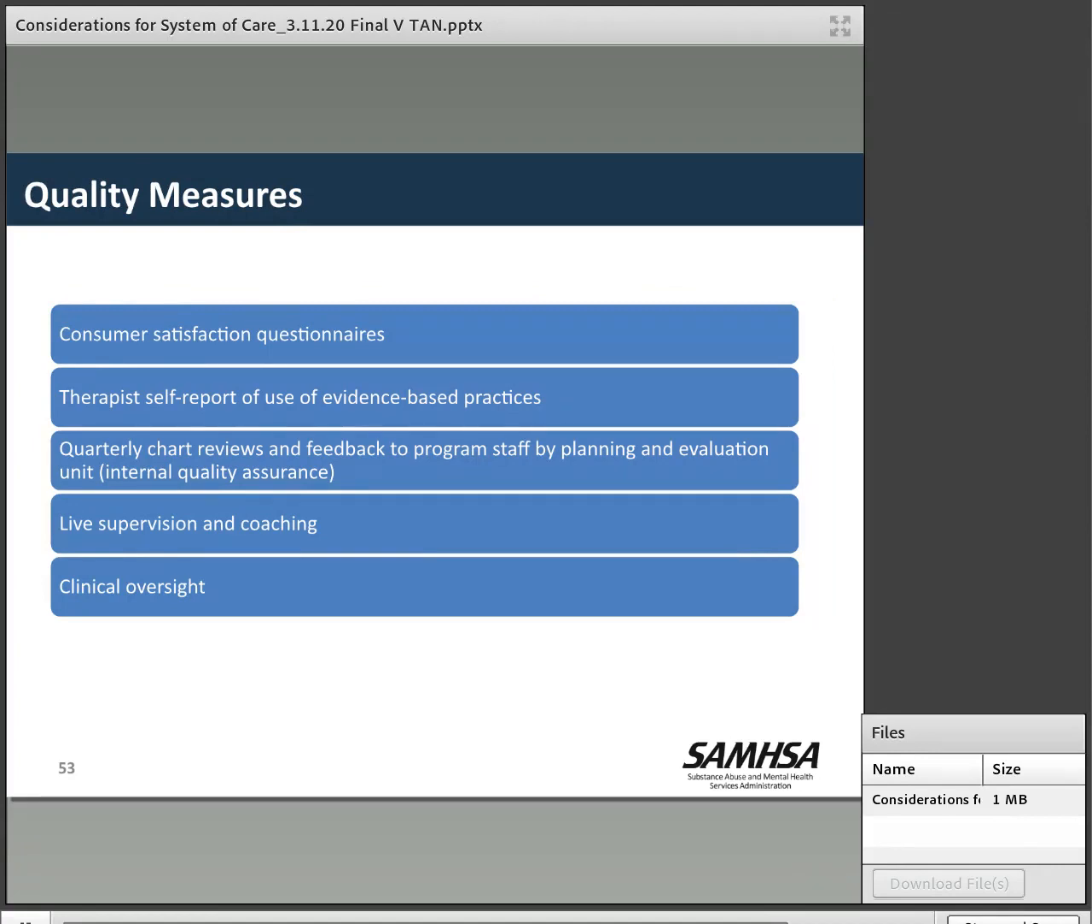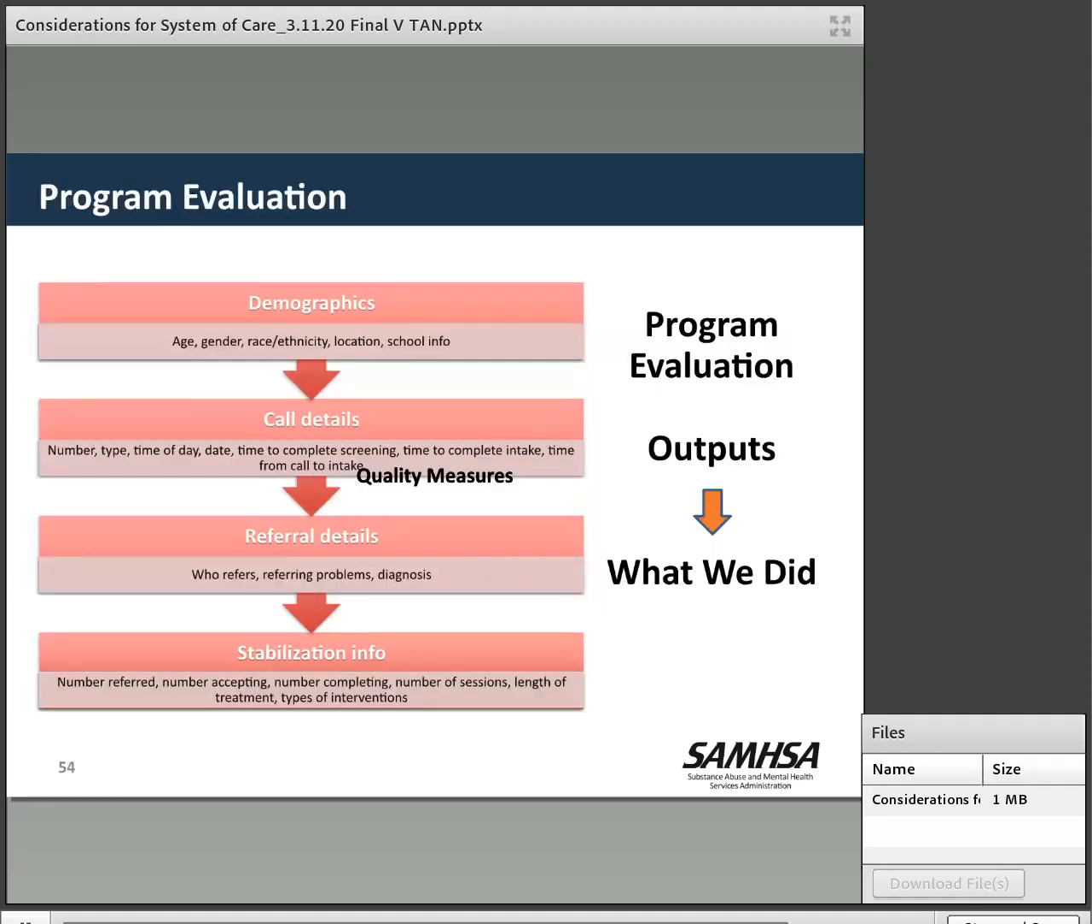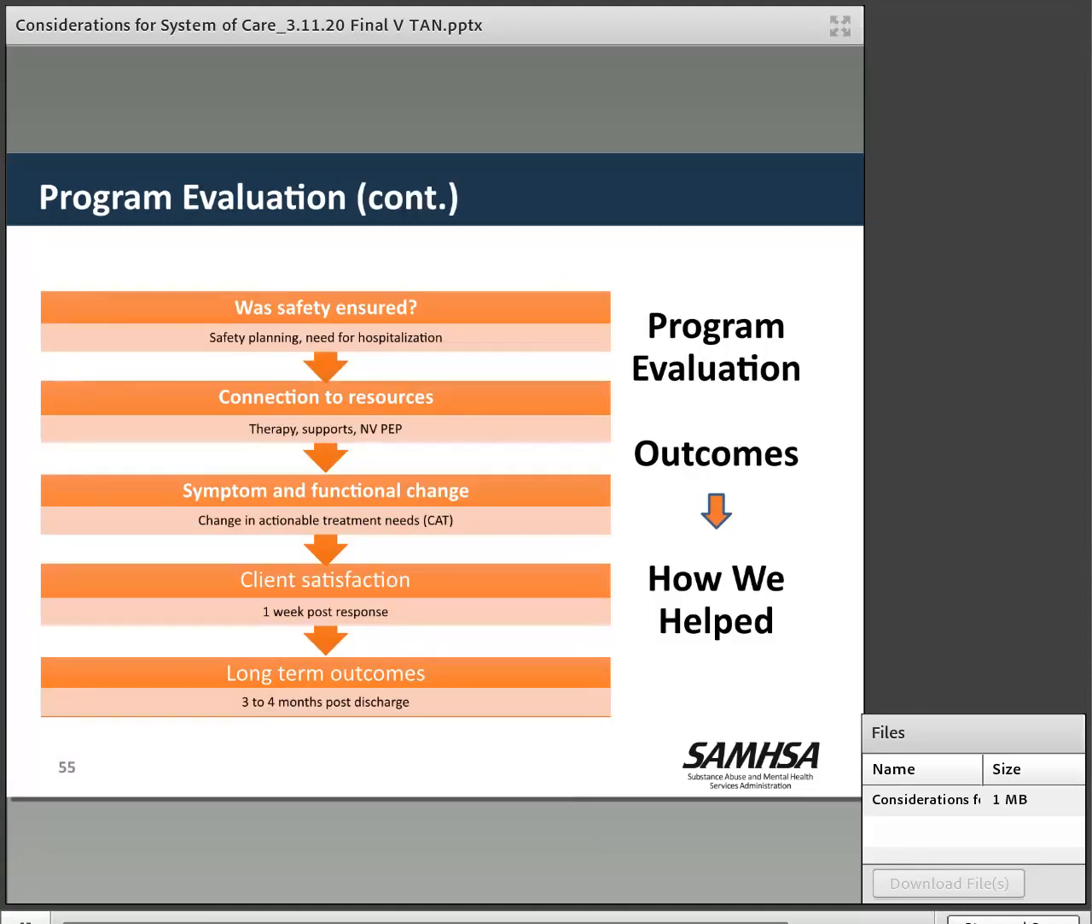Some of our quality measures: we do some follow-up questionnaires at a week and then again 3 months and 6 months out. We are using some evidence-based practices in mobile response, live supervision and coaching, and then the clinical oversight that I just talked about. And then we do keep track of things like demographics, our calls, how long we are on the calls, how long it takes us to respond out in the field, numbers of youth that are stabilized in the community, which is really our goal, versus the number of youth that we put in the hospital for safety reasons. Who is referring, who's not referring is actually a big one for us, so that we can make sure that they understand what our services are and how we can support them in keeping youth safe.